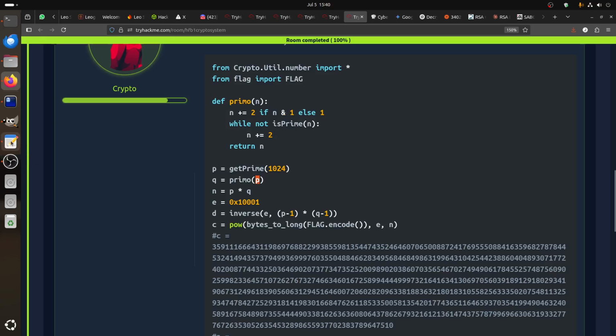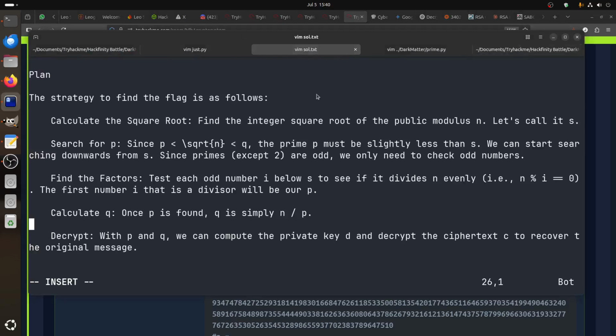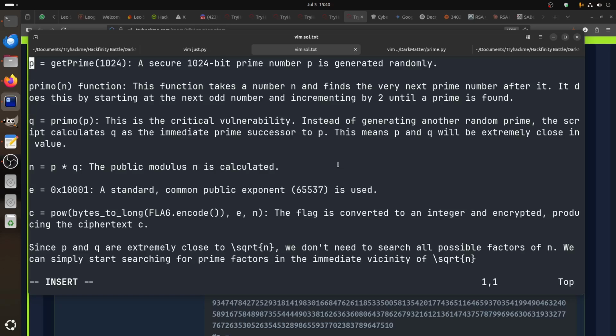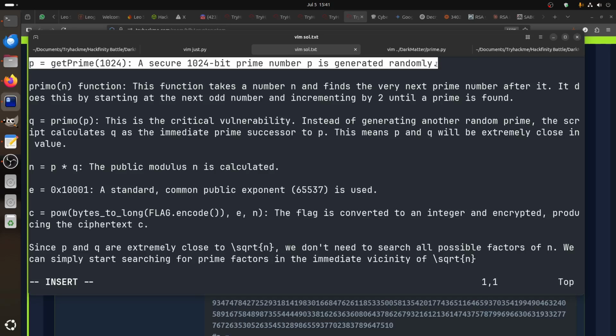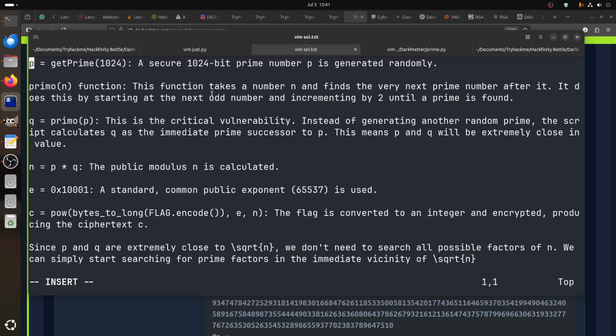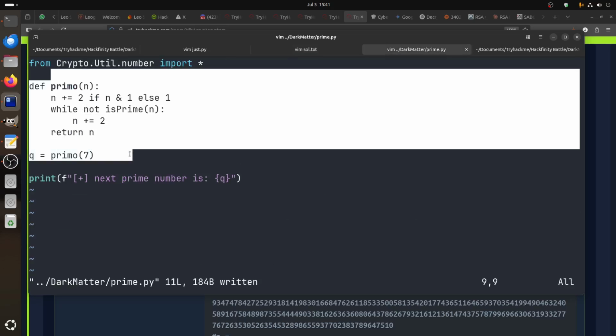Let's practice it so we understand it. For example, get prime is secure. It's just fine. This is a secure generator, randomly producing a 1024-bit prime number. So that's basically fine. The next prime function takes a number n and finds the very next prime number after it. It does this by starting at the next odd number and incrementing by 2 until a prime is found.